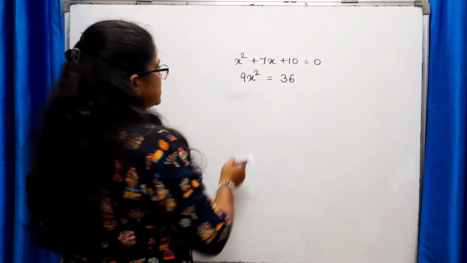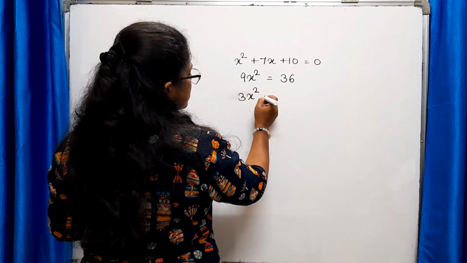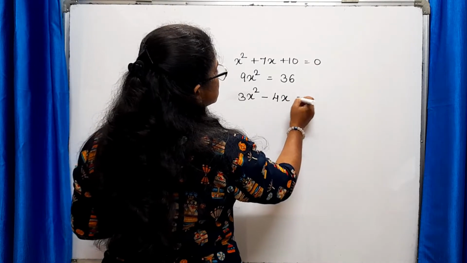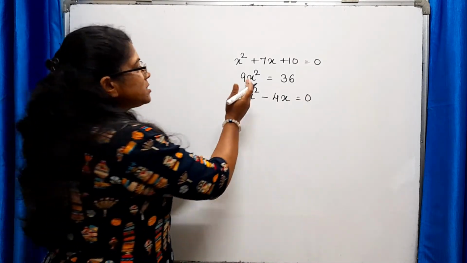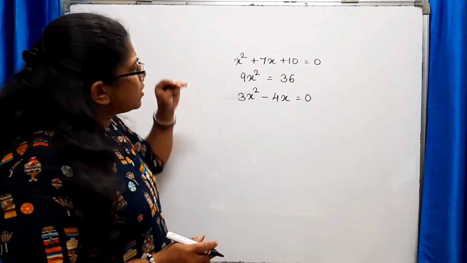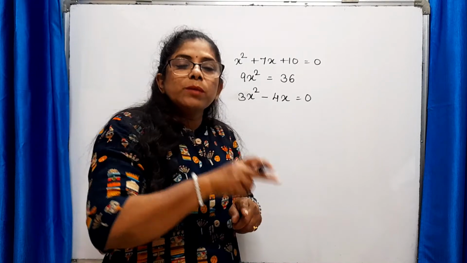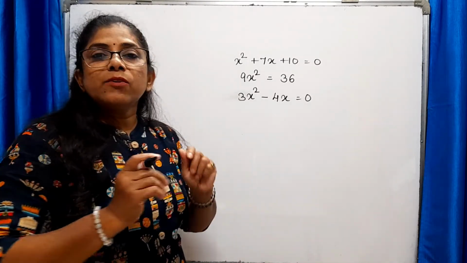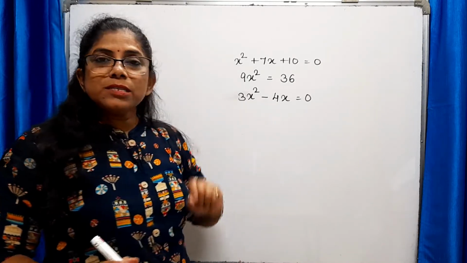Let us check one more example. 3x square minus 4x is equal to 0. Yes, even this is a quadratic equation. The highest degree is 2. Now all these three equations are different, but all of them are quadratic equations. So what is the standard form? How to express any quadratic equation in a standard form?